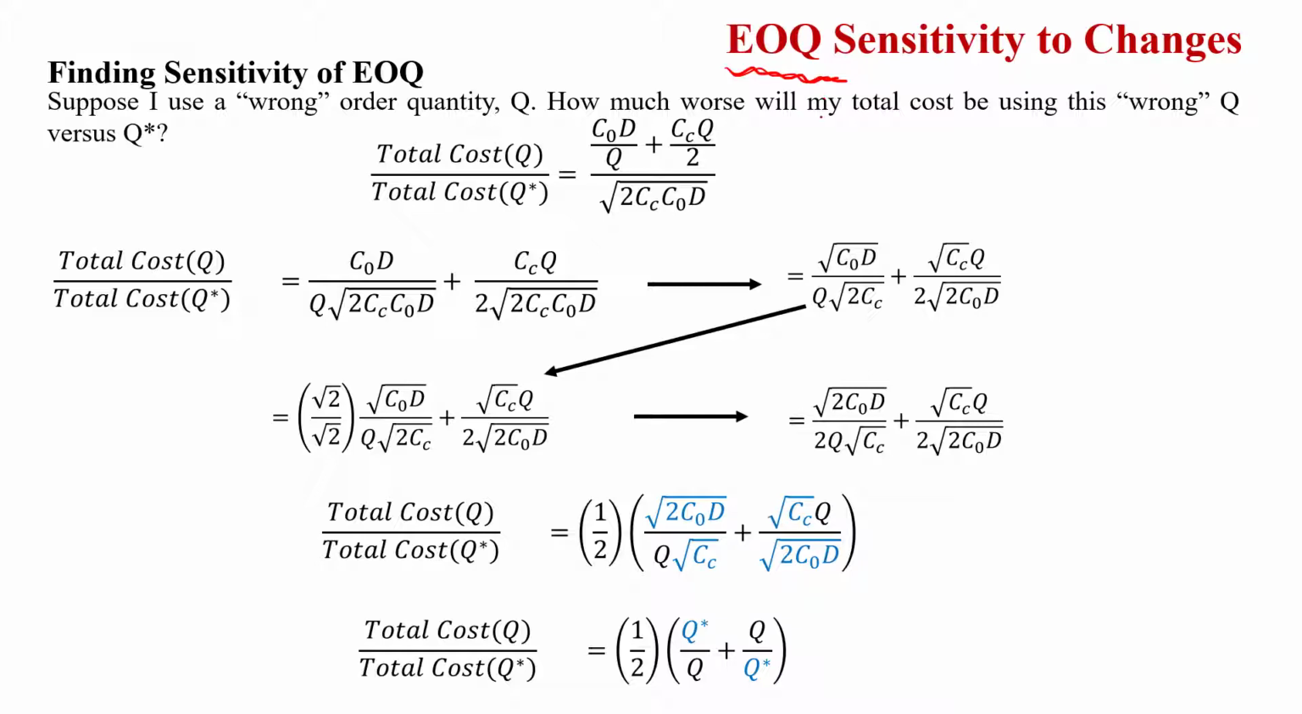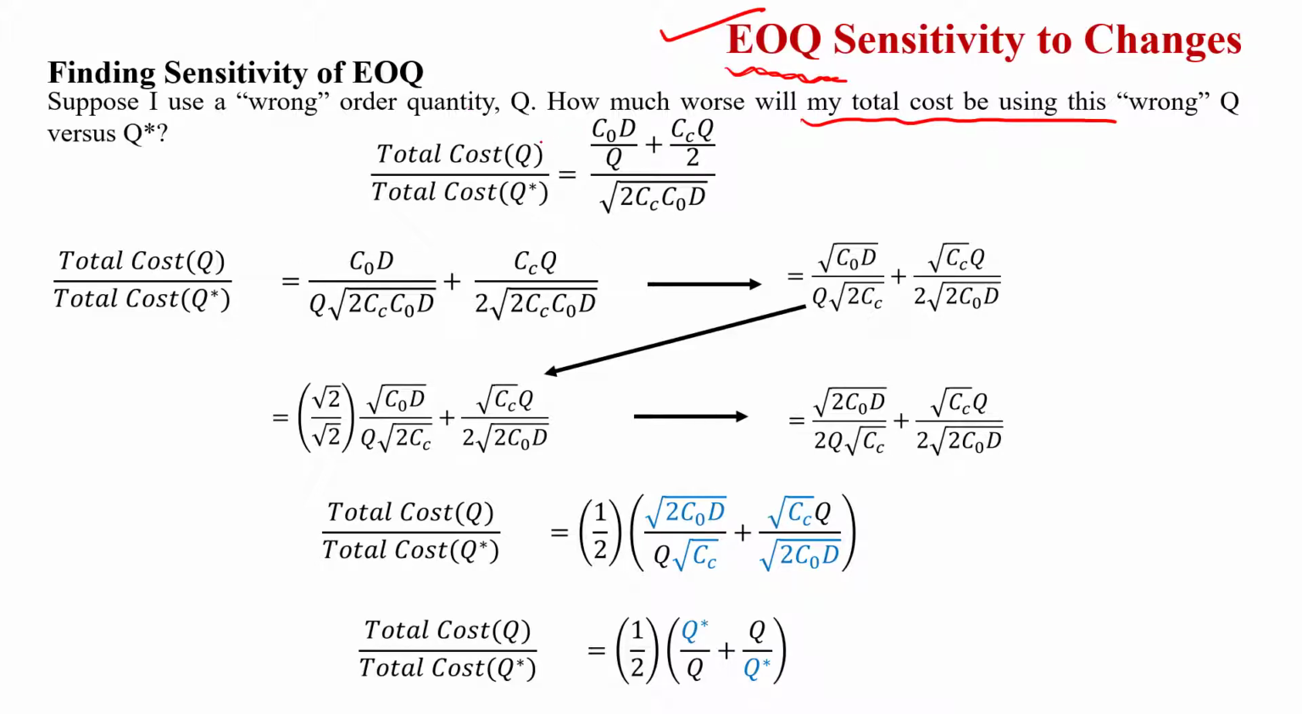Sensitivity analysis means if I am going to order the wrong quantity instead of the optimal quantity, what is the effect on our total cost? So we want to see basically the robustness of the economic order quantity. So how can we do that?